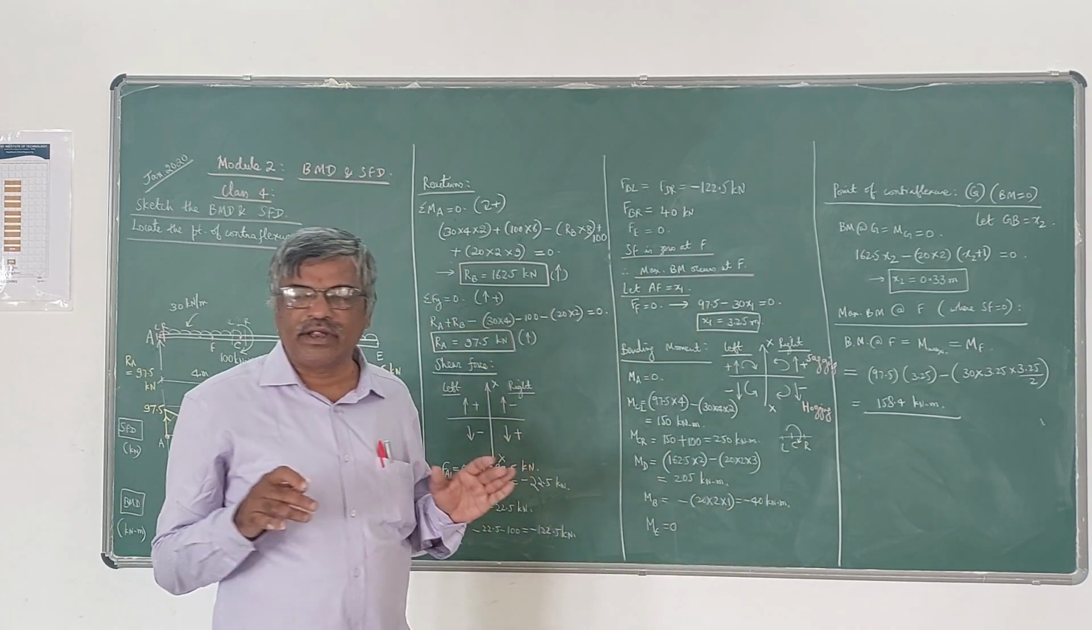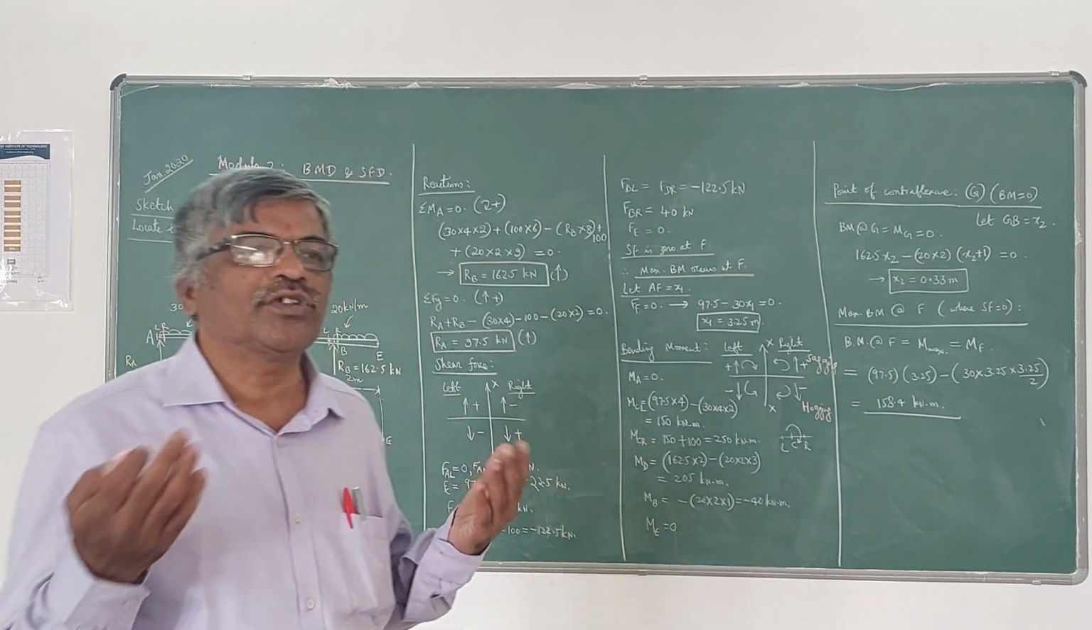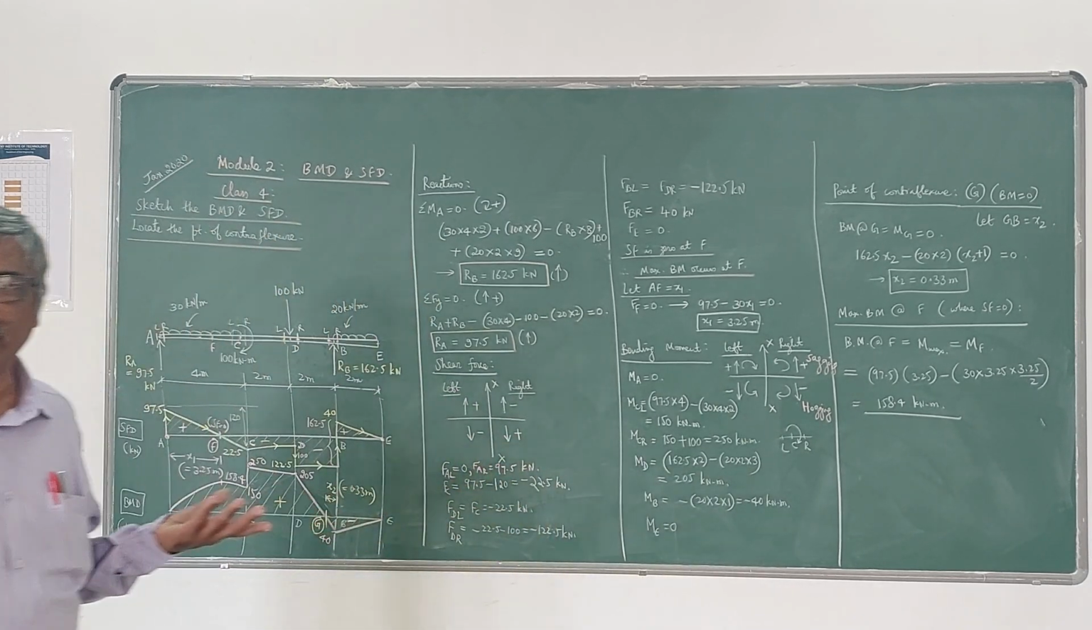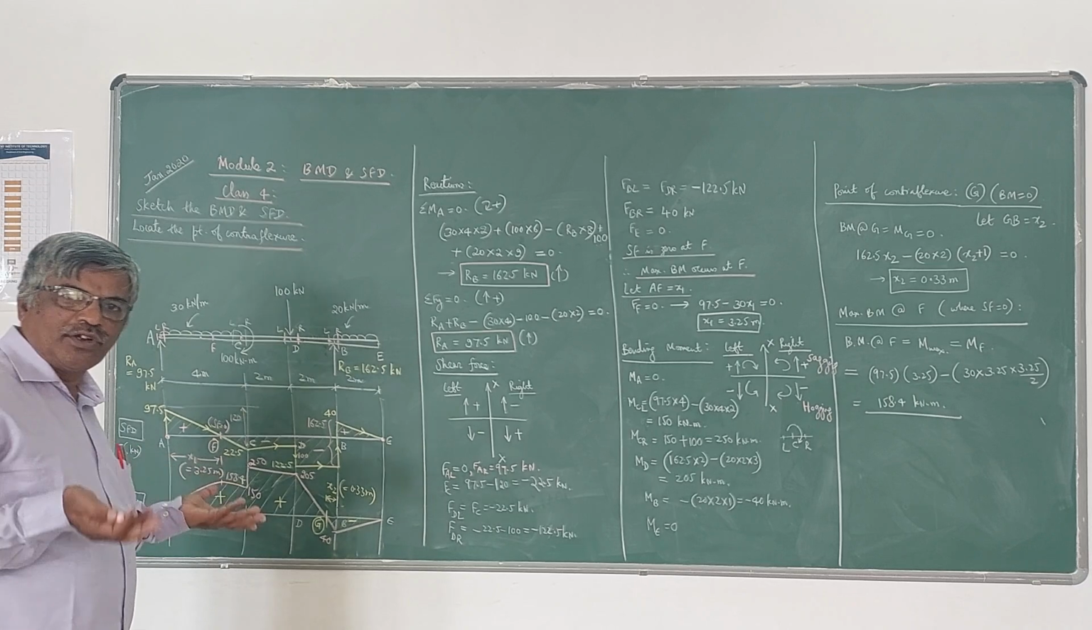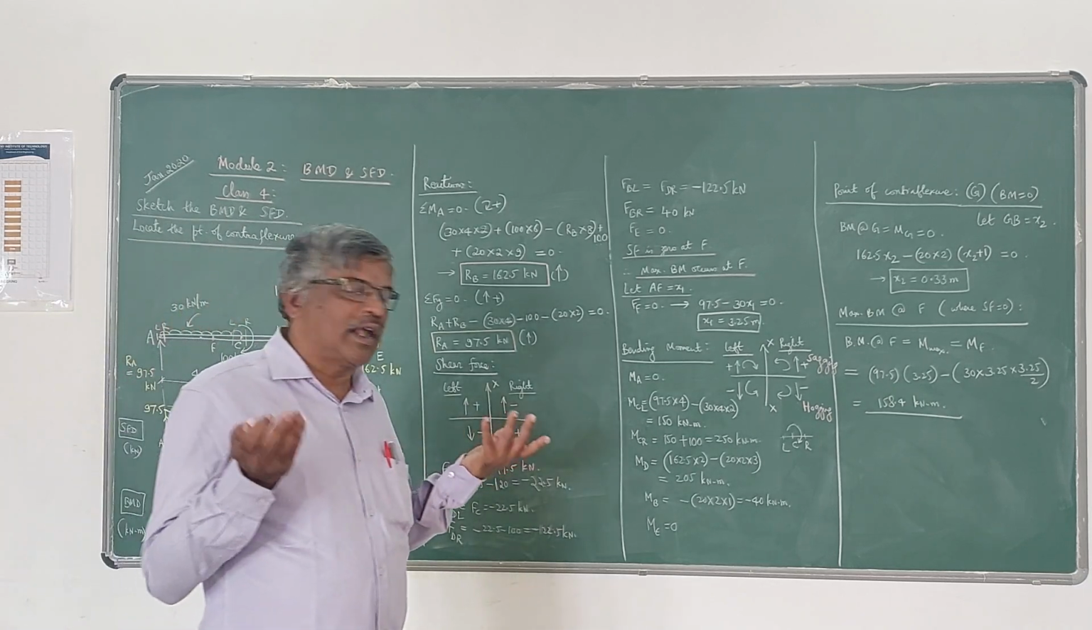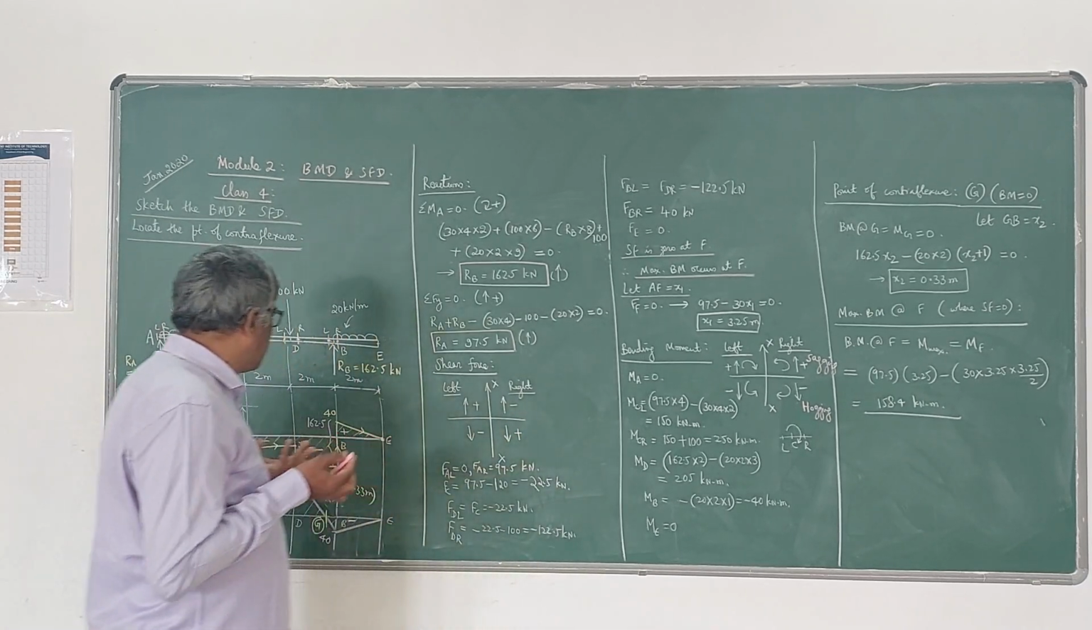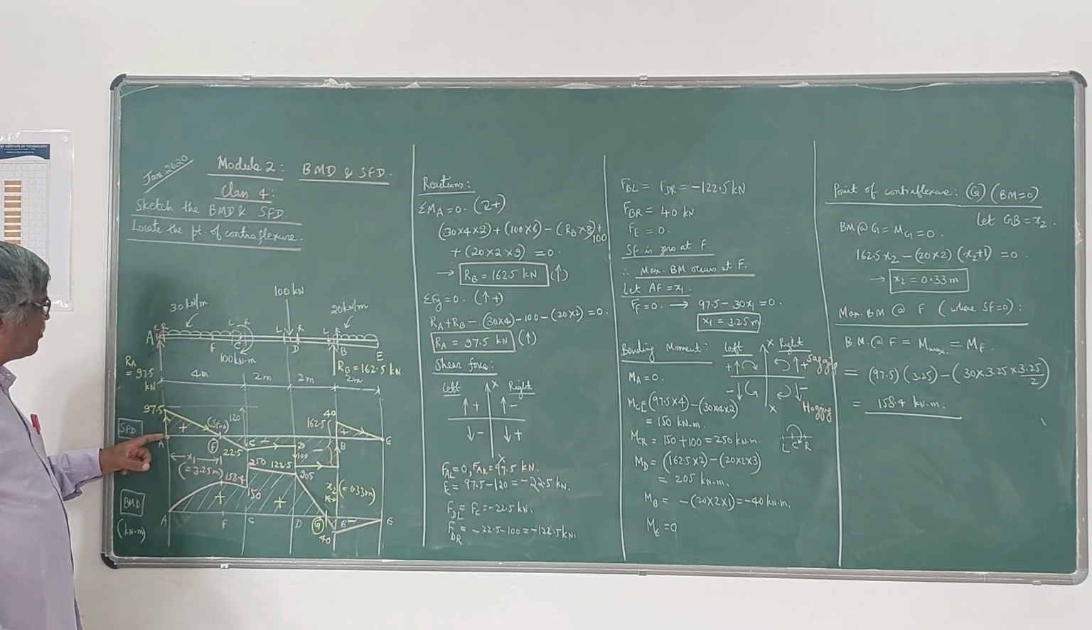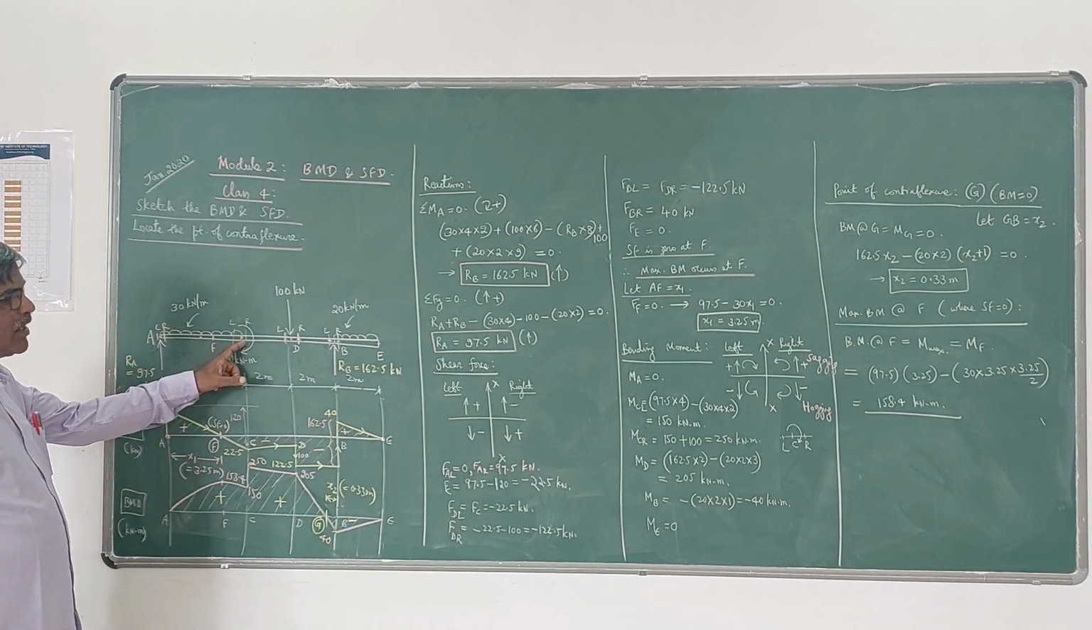So irrespective of whether it is left side or right side, if the force is upwards, it gives positive bending moment. If the force is downwards, it gives negative bending moment. Like that you can think. Now let us write one by one. At point A, bending moment is 0. Then we move to point C here.